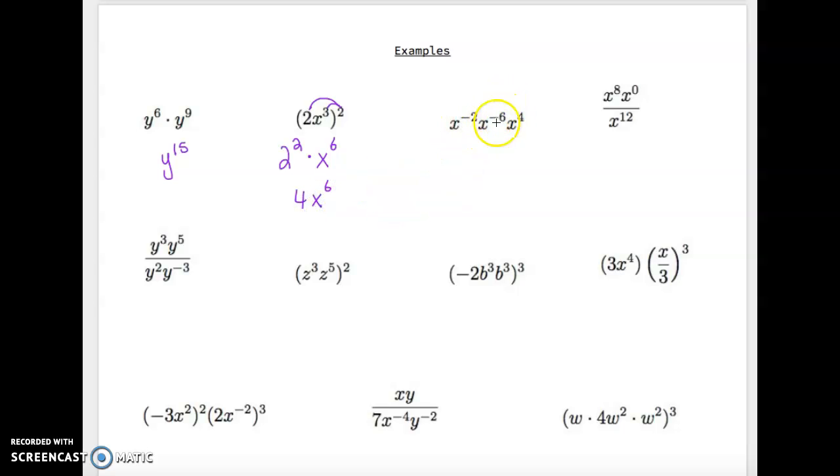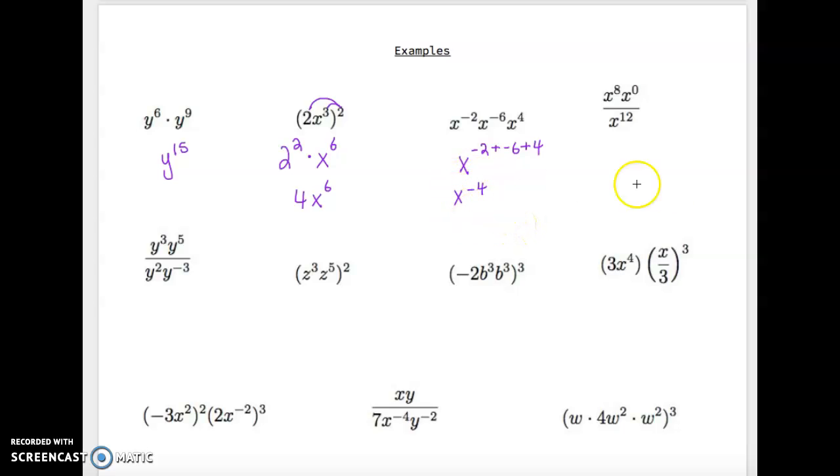Over here, we got a bunch of x's being multiplied together, so I'm going to go ahead and add all of their exponent pieces together. So I can do x to the -2 plus -6 plus 4, which, let's see, that would give me x to the -4th as my quote final answer.